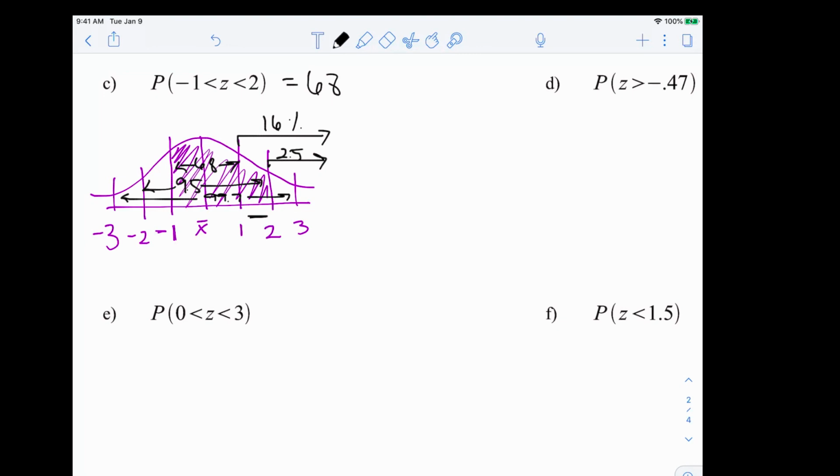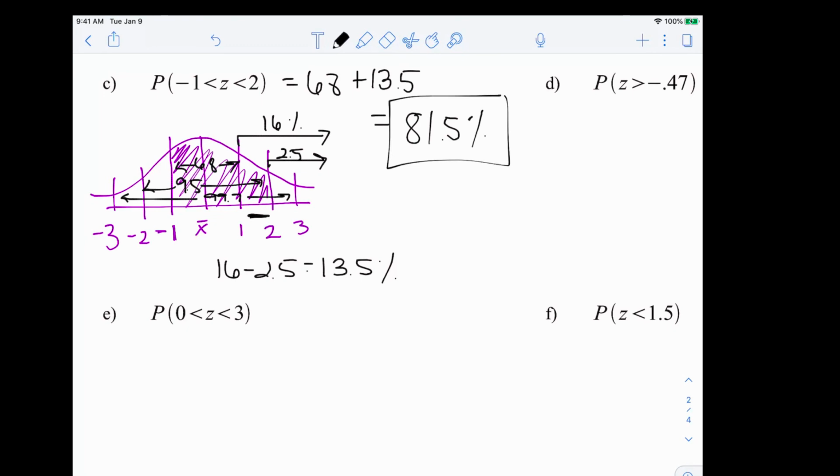So to find this middle area in between 1 and 2, I would do 16 minus 2.5, which gives me 13.5%. So the total area would be 68 plus 13.5, which ends up giving me 81.5%. I think that one is the toughest one that we deal with in number 7. And I think you guys can do the rest on your own.